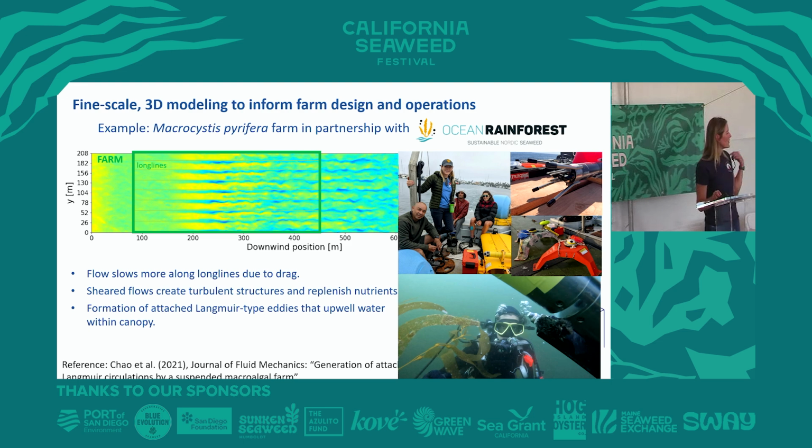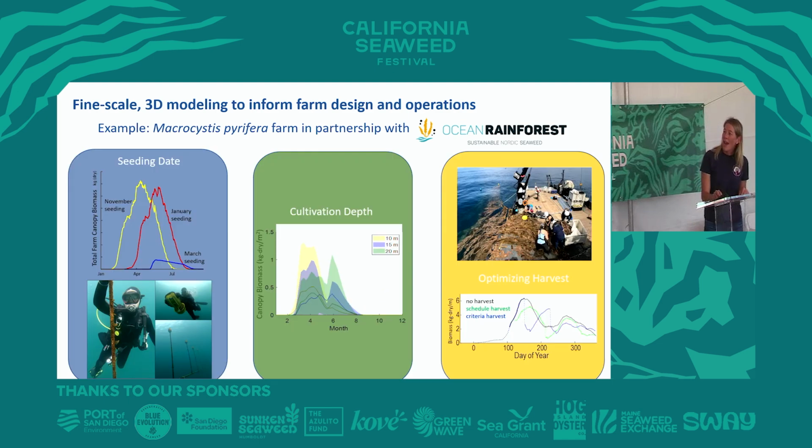This is us in the field on the Ocean Rainforest Farm off of Santa Barbara, collecting measurements to ground truth our model. And then we're using this model to do things like predict seed out dates. What is the optimal seed out date for macrocystis at this site to get the best yield over several years of different ocean conditions? Or what are the trade-offs between light and nutrients for different depths of cultivation lines? Or what kind of harvesting strategy would get you the most biomass at the end of the year?